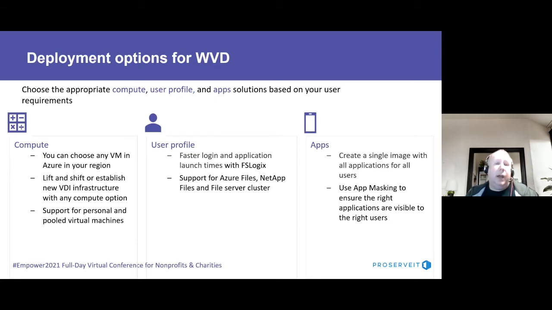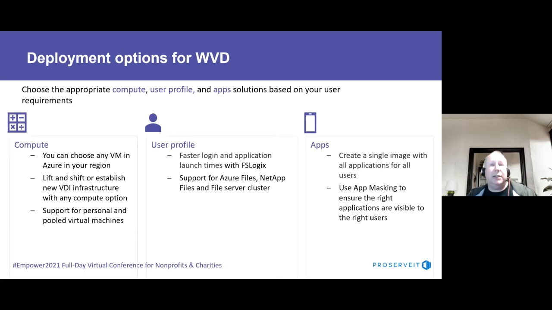We focus a lot on pooled virtual machines where we have the ability to host multiple users on a given virtual machine, but WVD does also support personal machines for those scenarios where we require that one-to-one relationship between desktops and users. When we look at user profiles, as mentioned, we're able to take advantage of faster logins and application launch times with FSLogix. FSLogix is an acquisition that Microsoft made a number of years ago. It's the FSLogix technology that allows us to actually store user profile information in a standalone VHD.